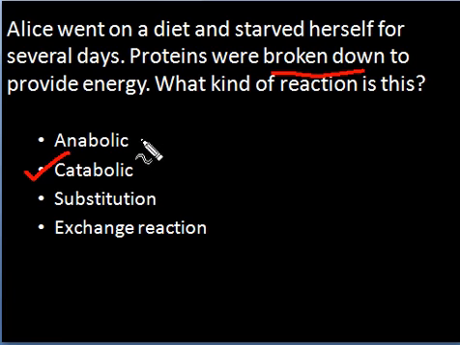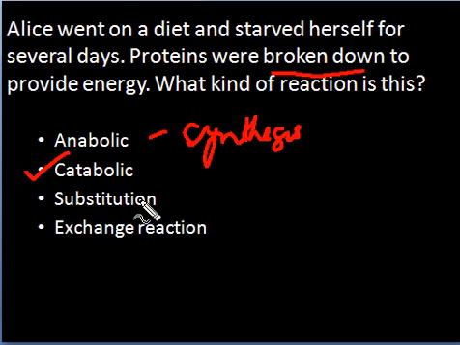Anabolic reactions are where substances are made up or synthesized. So if I told you that amino acids were used up to make up proteins, then that is a synthesis reaction. It is not a substitution or an exchange reaction, because it doesn't tell you the exact formula, what is substituted or what is exchanged. So this is a clear and simple case of catabolic reaction that often occurs in the body.